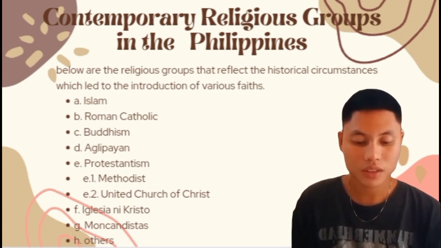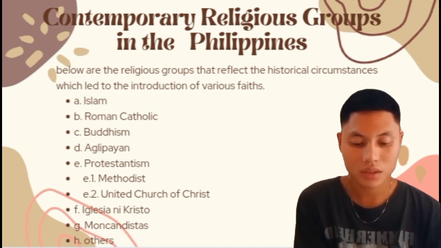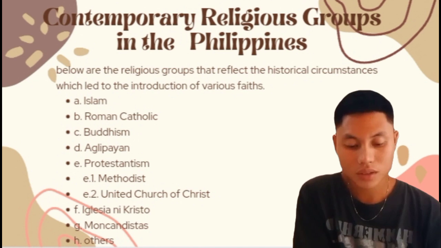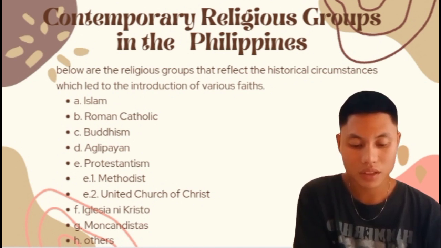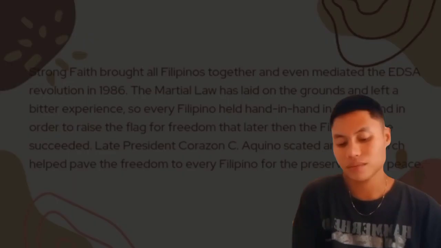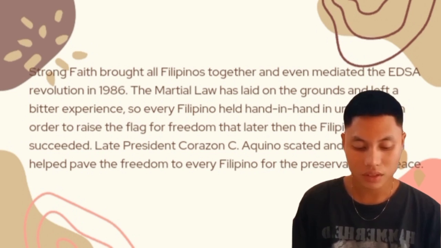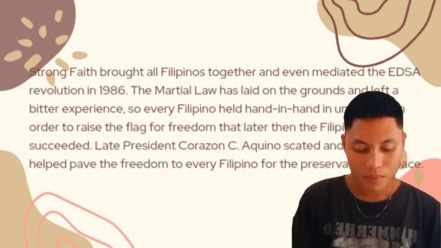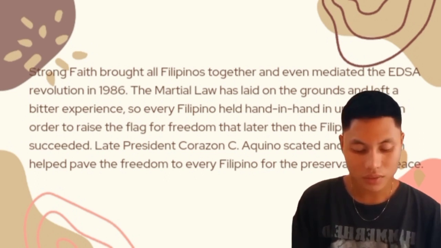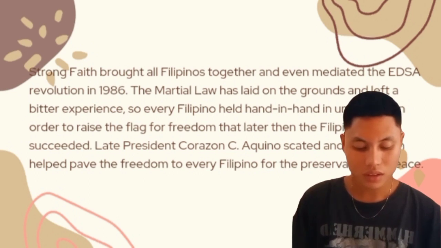Contemporary religious groups in the Philippines. Below are the religious groups that reflect the historical circumstances which led to the introduction of various faiths. A. Islam, B. Roman Catholicism, C. Buddhism, D. Aglipayan, E. Protestantism, E1 Methodist, E2 United Church of Christ, Iglesia ni Cristo, Mormons, others. Strong faith brought all Filipinos together and even mediated the EDSA revolution in 1986. Martial law had laid the country low and left a bitter experience. So every Filipino held hands in unison in order to raise the flag for freedom, and later the Filipinos succeeded. Late President C. Aquino stated that the church helped pave the freedom for every Filipino and the preservation of peace.